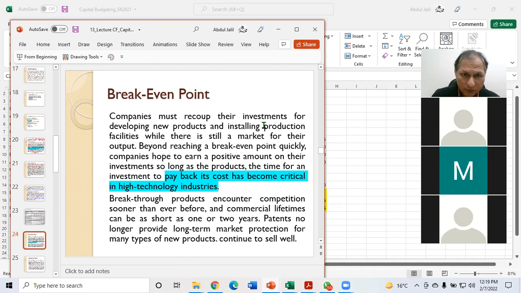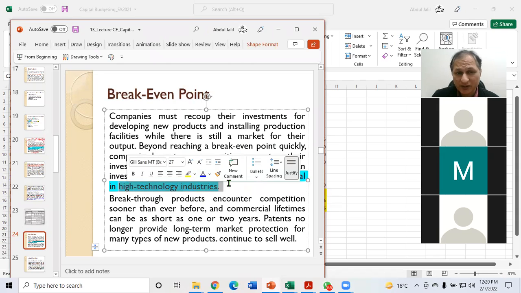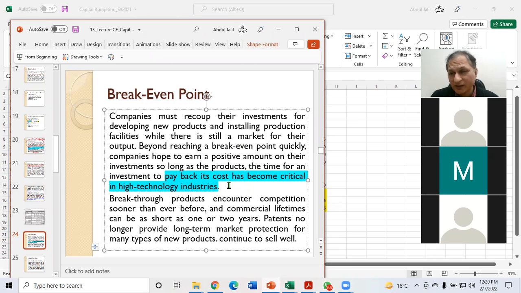Companies must recoup their investments for developing new products and installing production facilities while there is still a market for their output beyond reaching a break-even point quickly. Companies hope to earn a positive amount on their investments, so the time for an investment to pay back its cost has become critical in high technology industry. And nowadays, this high technology industry is very much important because technology is quickly changing. It is going to improve quickly.